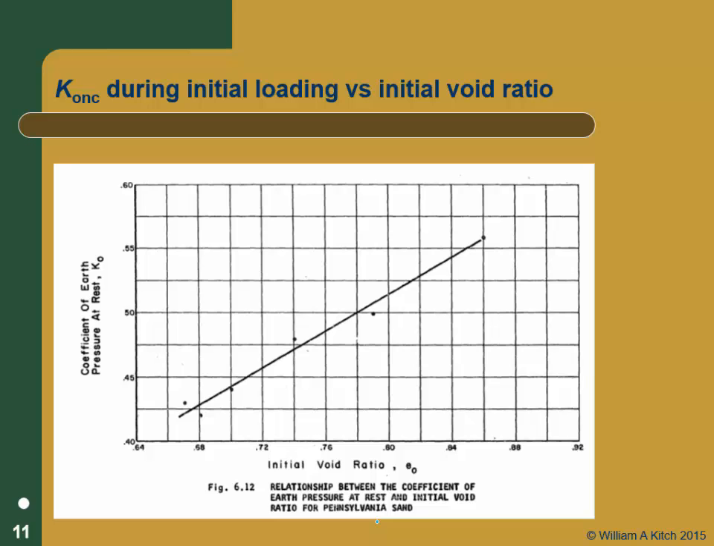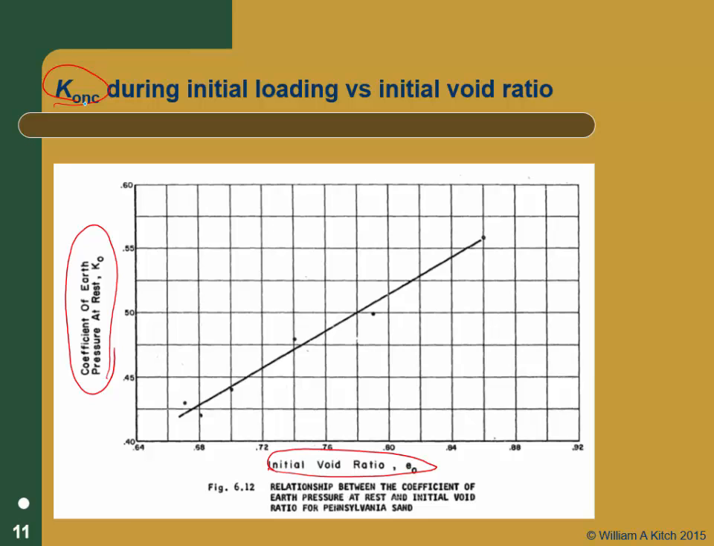All right, another thing that Hendren did is he did these tests at a bunch of different initial void ratios, in other words, denser and looser sands. So this is initial void ratio, and this is a plot of K naught, in this case K naught NC, so this is K naught for normally consolidated. So this is on the loading side. This is the normally consolidated K naught as a function of the void ratio.